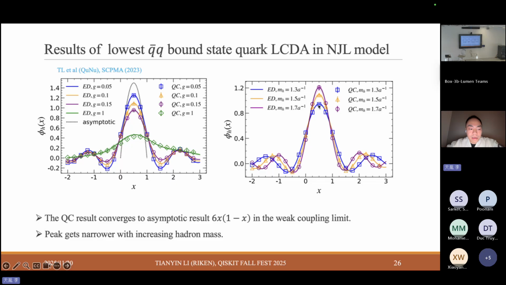The peak of the LCDA gets narrower when we increase the hadron mass. This is because the relative velocity between the quark and antiquark inside the hadron will be smaller if the hadron becomes heavier.